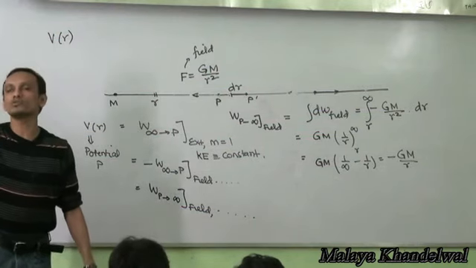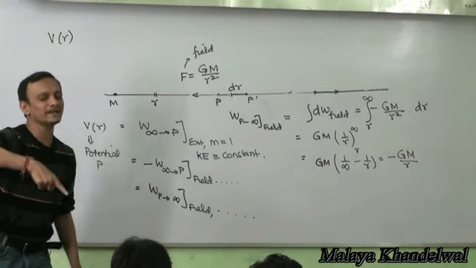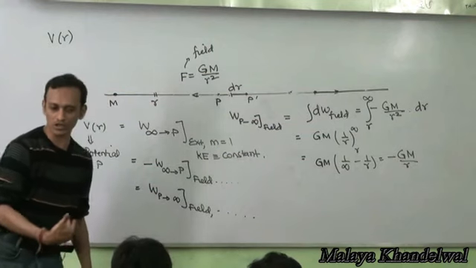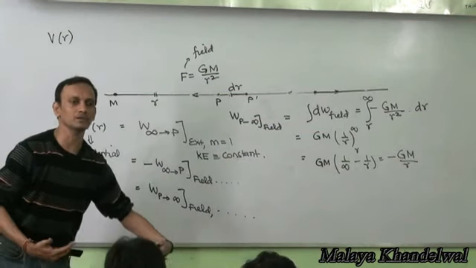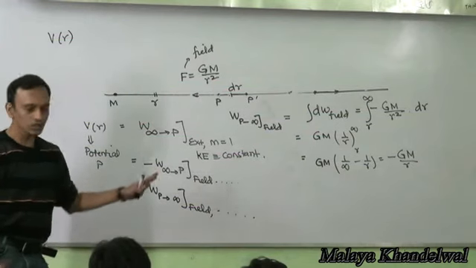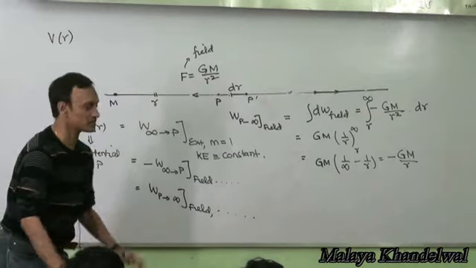This is the amount of work done in bringing a unit test mass from infinity to P by an external agent, keeping the kinetic energy unaltered, keeping the particle unaccelerated at all instants, right? It boils down to the same result. So both the schools of thought eventually lead to the same mathematics.